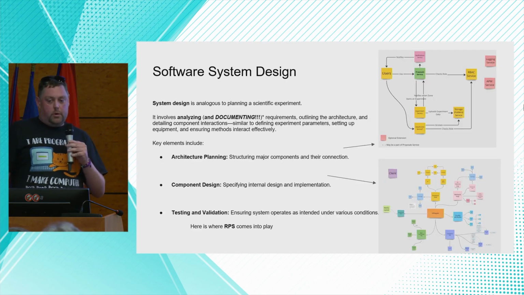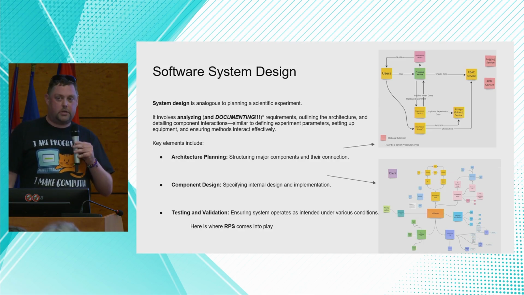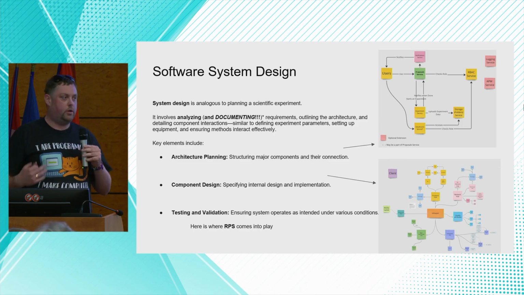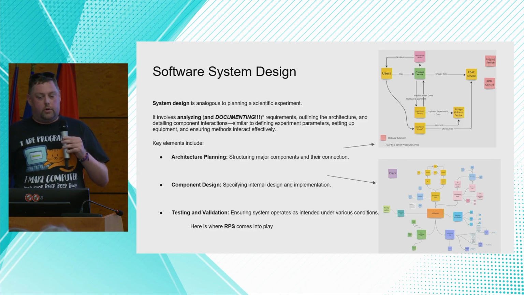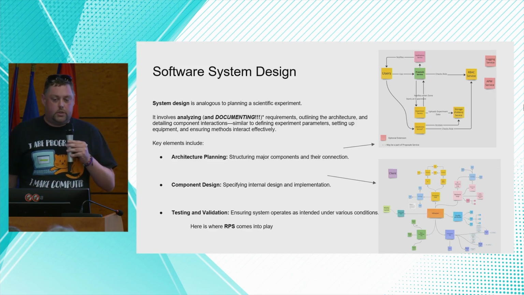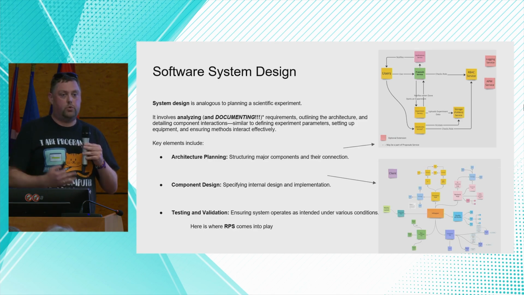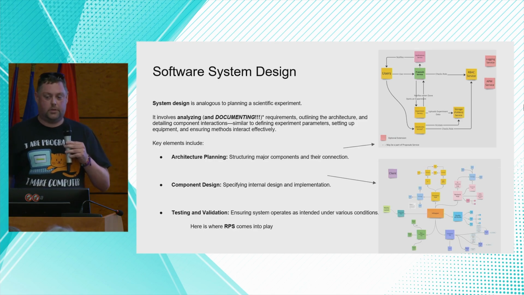About software system design, consider it as a scientific experiment. It involves analyzing and documenting a lot of things, including requirements, outlining the architecture, detailed component definitions, and how they interact with each other. So this is more like the input and output parameters of a scientific instrument.